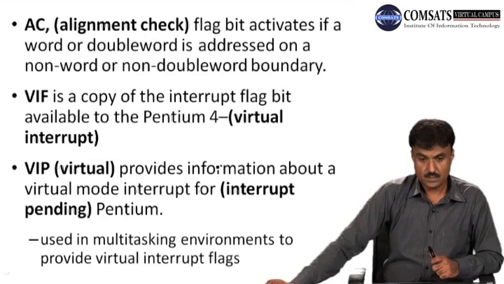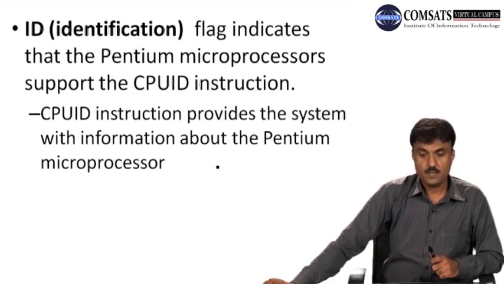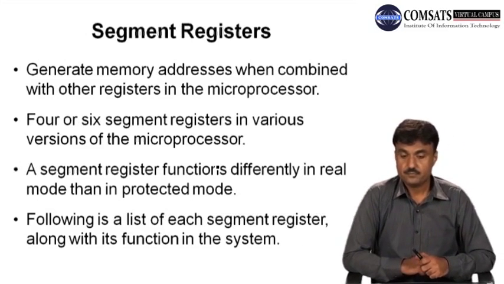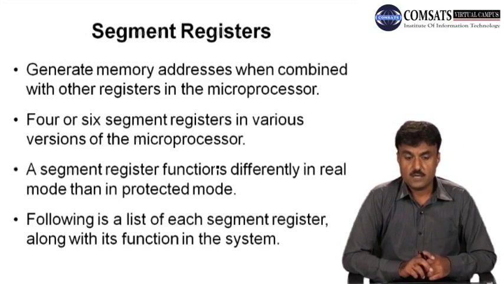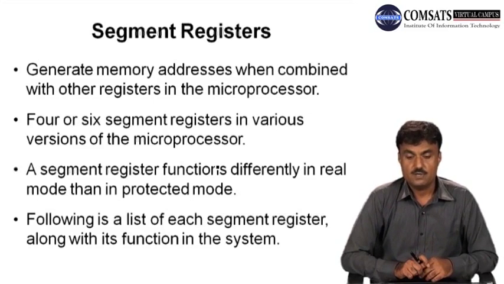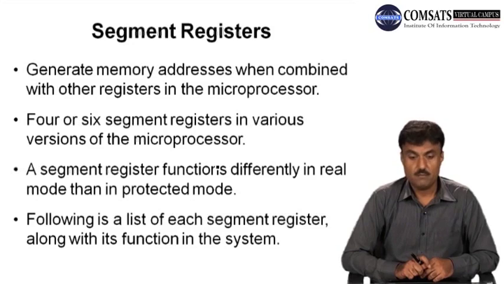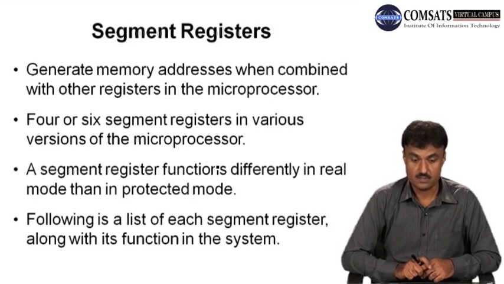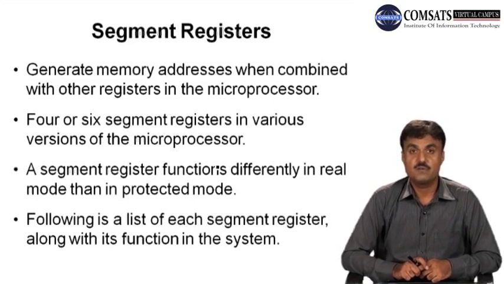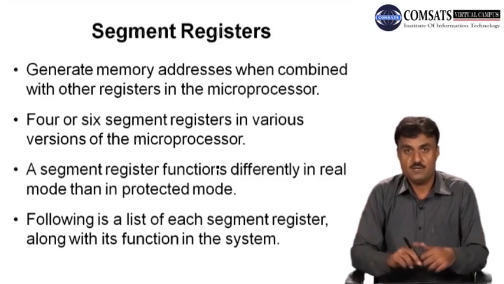Okay, so this was the introduction about a few of the registers. Now there are segment registers. These segment registers generate memory addresses when combined with other registers in the microprocessor, like code segment, data segment, stack segment, extra segment, and so on. These segment registers are used to address memory in combination with the indexes.